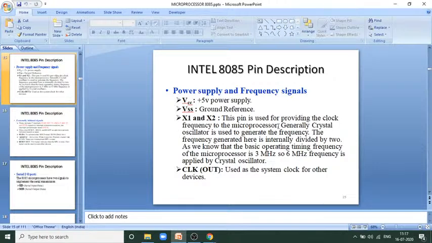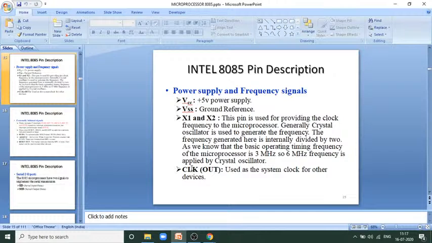The microprocessor, as I said earlier, has a crystal oscillator circuitry that generates the frequency. The frequency generated here is internally divided by 2. As we all know, the basic operating frequency of the microprocessor is 3 megahertz. So the crystal oscillator generates 6 megahertz, which is divided into two channels. One channel is X1, another channel is X2. X1 is transmitting 3 megahertz, X2 is transmitting 3 megahertz.